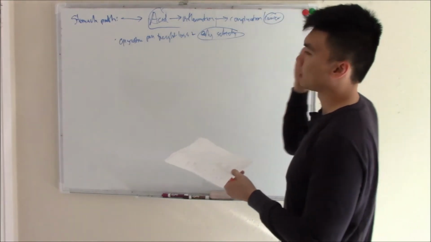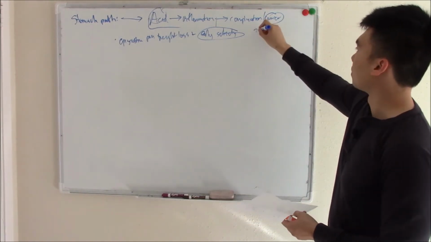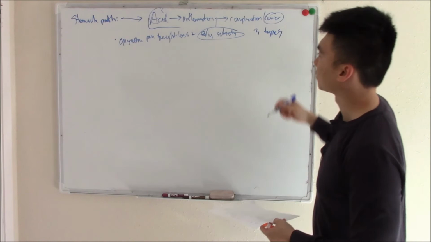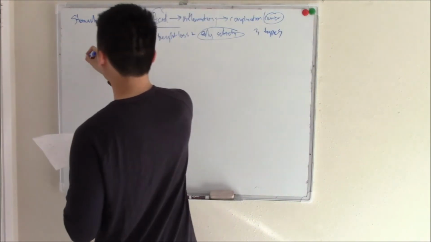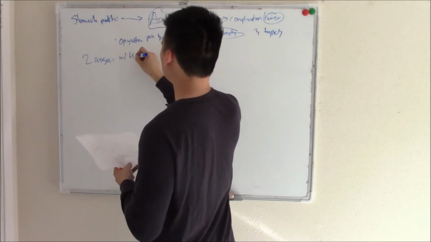All right, there are many different types of stomach cancers, but there are only 3 types I'm going to talk about. So there are 3 types, and 2 of them have to do with H. pylori, our good friend H. pylori. So let's say 2 associated with H. pylori.